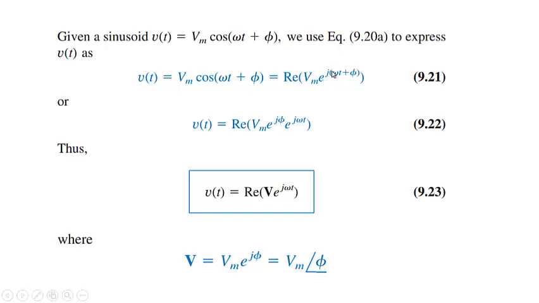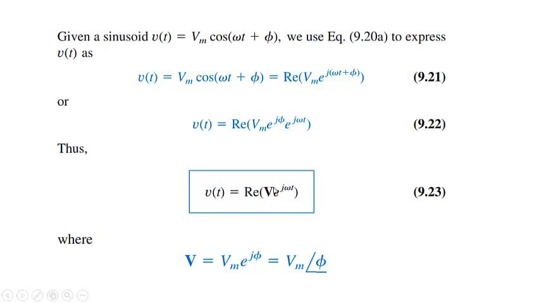When we have exponents that are added, we can simply separate them as a multiplication of two terms: e raised to the power j phi into e raised to the power j omega t. When bases are the same, the powers are added, and we get the same thing again. Since I have told you that when we use the phasor, I'll first combine these two things: Vm e raised to the power j phi. So v(t) is equal to the real part of V e raised to the power j omega t.